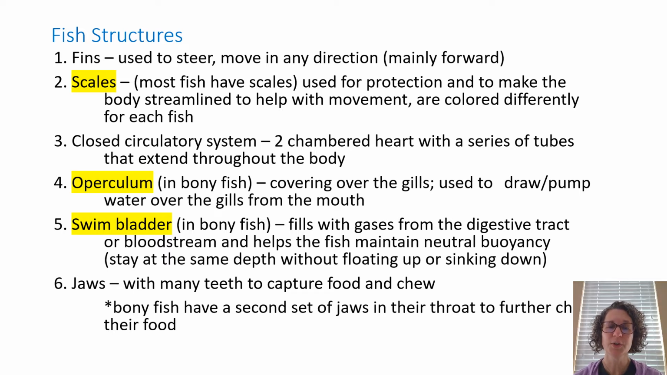Fish do have a closed circulatory system, which means it's similar to yours. They have a chambered heart, and it has tubes that come off of it and extend throughout the body. Fish only have two chambers, one atrium and one ventricle. And so they have one chamber to receive the blood from the body, that is the atrium, and then one chamber that pumps the blood out to the body, and that is the ventricle.